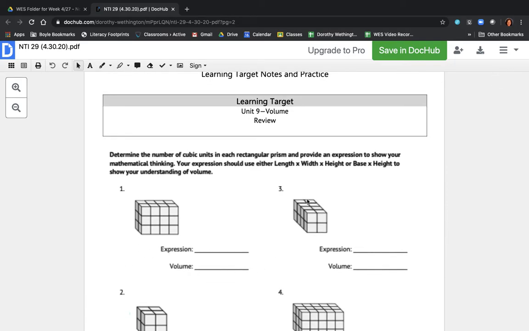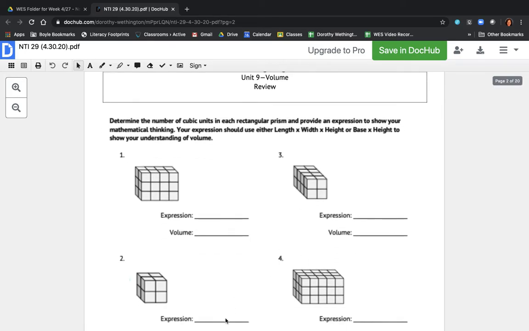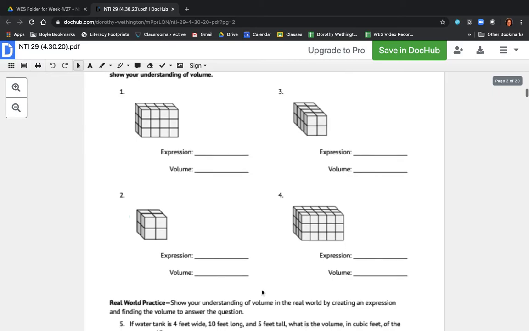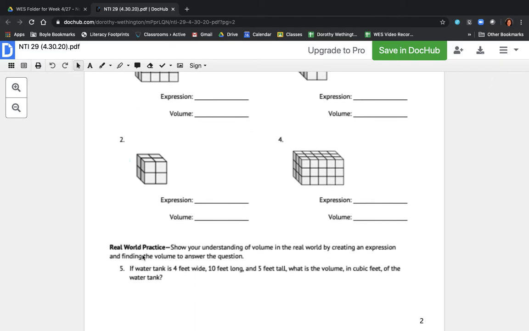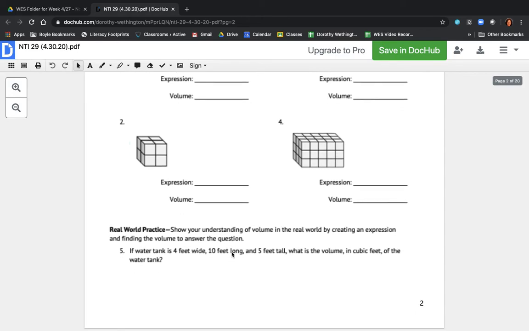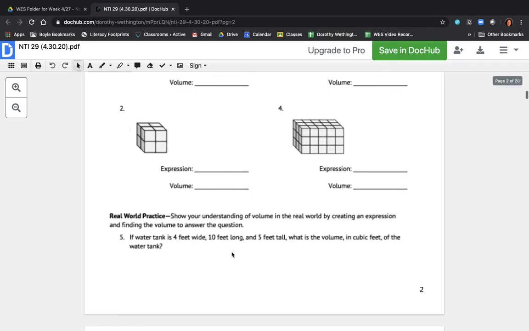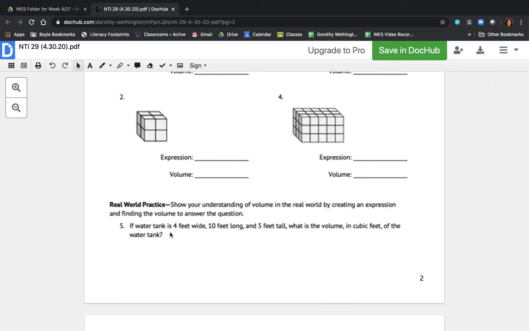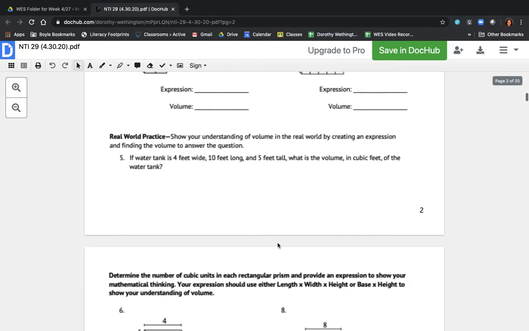Expression, volume. Number 3, expression, volume. Number 2, expression, volume. And number 4, the expression and the volume. Real world practice. Show your understanding of volume in the real world by creating an expression and finding the volume to answer the question. If a water tank is 4 feet wide, 10 feet long, and 5 feet tall, what is the volume in cubic feet of the water tank?